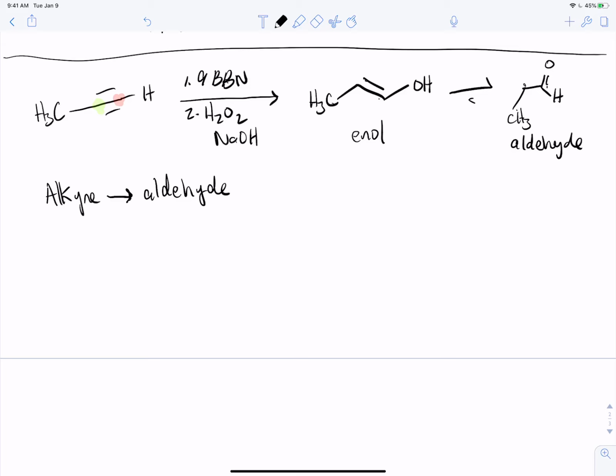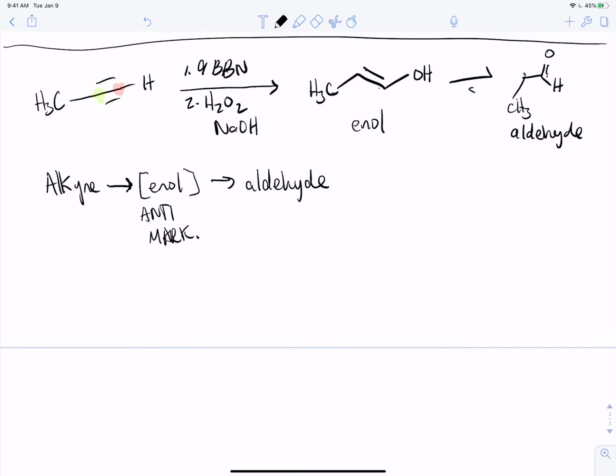So if you're wondering why we're using... actually, let's say here we're going from an alkyne, this is kind of how I might remember it, to an enol. That's anti-Markovnikov, and that ultimately rearranges to an aldehyde.